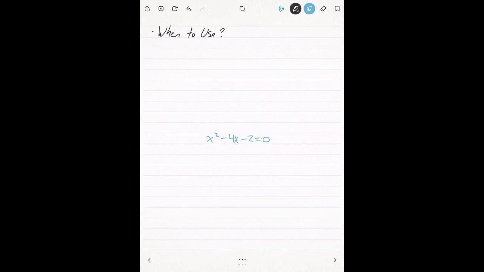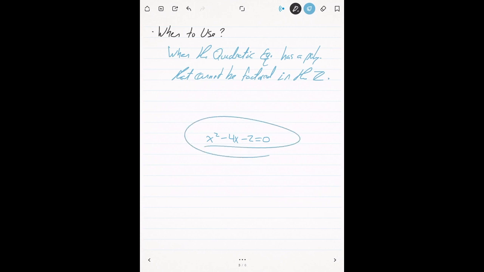So when do we go and use this method of completing the square? What's the purpose to it, or how can we decide when to use it? Well, I guess we could say that we want to use it when the quadratic equation has a polynomial that cannot be factored in the integers. Now, this polynomial, knowing that it has solutions, this problem does in fact have answers to it.